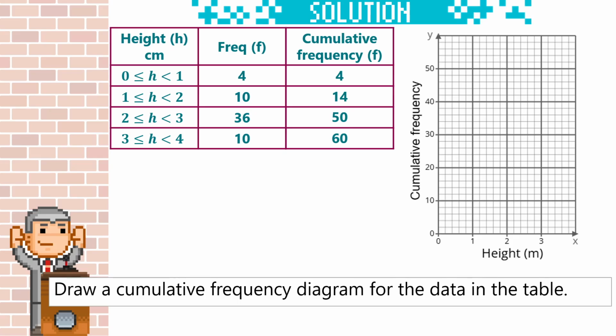Then each of the other plots are the maximums in each group, so 1, 2, 3 and 4, against the cumulative frequencies. Finally, we need to connect these points up with a smooth curve. Be careful of feathering here and make sure the curve goes through all of the points.